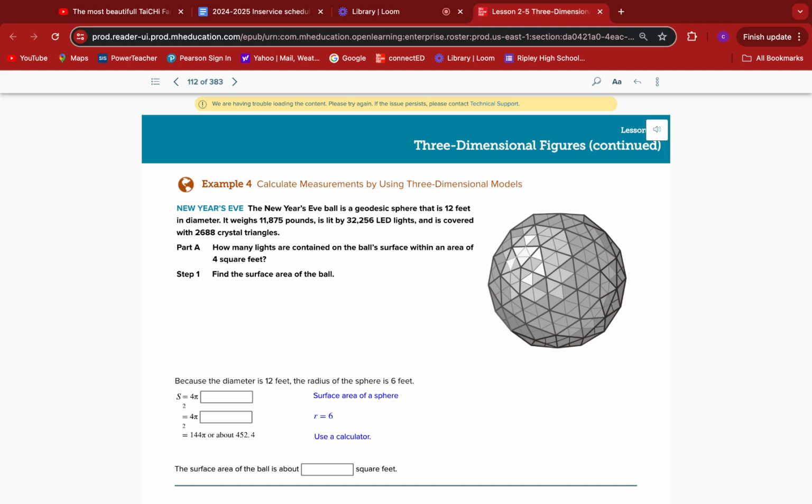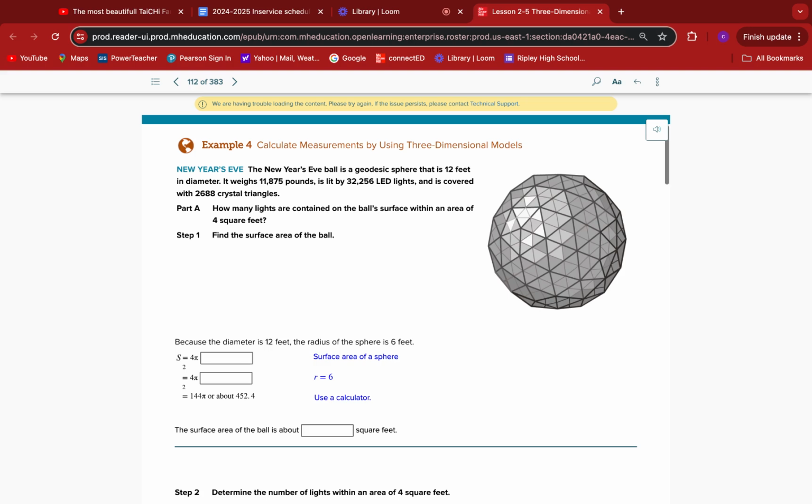And all right, step 1, find the surface area of the ball. Okay, so let's go back to the formula for a sphere, which is for the surface area. Go back to your page 109, and the formula is 4 pi r squared. So we got 4 pi. And if the diameter is 12, remember we have to divide that by 2 to get the radius of 6. So it should be 4 pi times 6 squared.